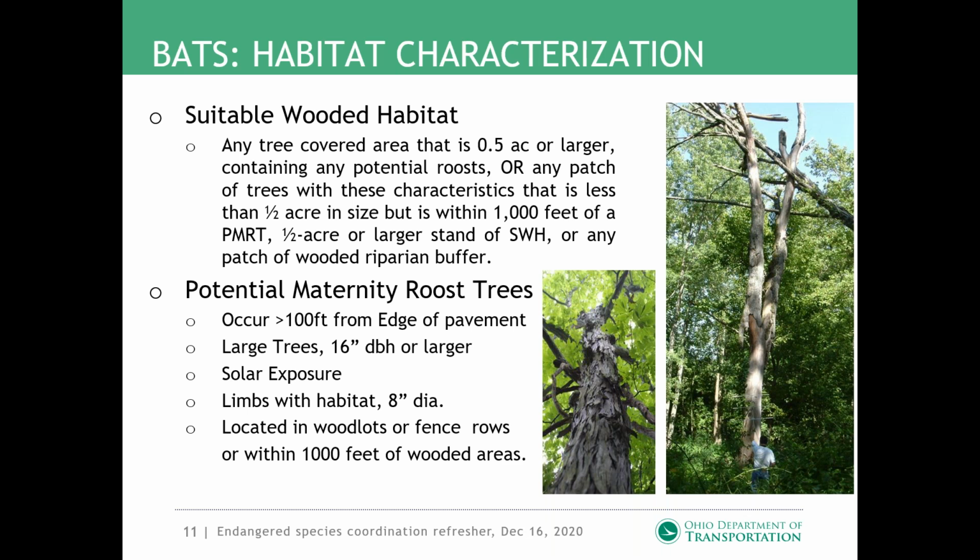Potential maternity roost trees are larger trees that bats will be in when they have their babies latched to their backs. They have to be 16 inches round or larger, and they have to have solar exposure, and they should have peeling bark and crevices for the bats to get in. I do want to mention that these are trees that are further than 100 feet from the edge of pavement, and we have to make sure that we ID these if we're going to impact them.